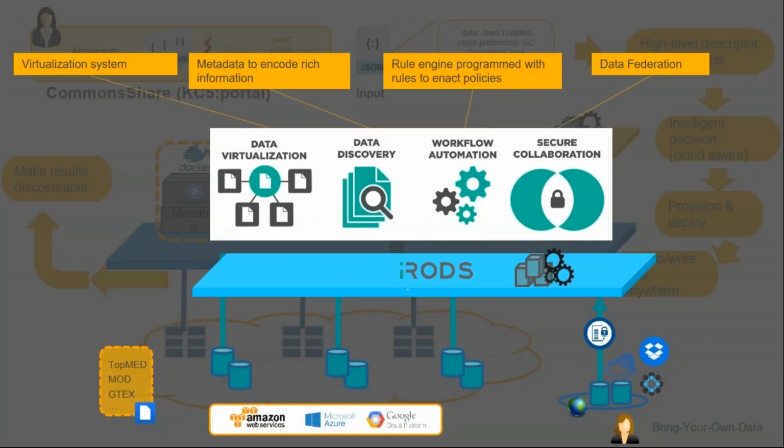Okay, so again, some key components I'm just going to reiterate here to bring forward are the virtualization of the data. Right now, I actually would argue that the fact that you have to know that the data is out there and you have to hunt and peck to find them is a major obstacle. We want to further that, enable some sophisticated data discovery. A lot of this is powered by a rule engine that's programmed so that we can control access and enact policies. And then, of course, there's secure collaboration and data federation that's critical here.